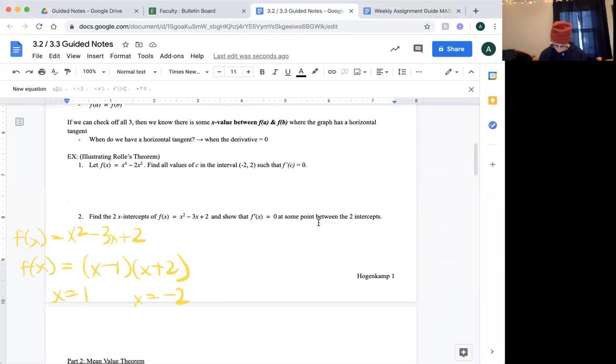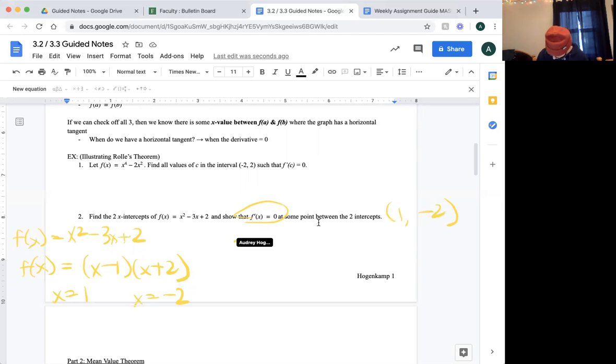And then the second part is to show that f prime of x equals 0 at some point between the two intercepts. So why did we find those two intercepts? Well, we need to show that f prime of x equals 0 at some point between those two. So that means Rolle's theorem. And further, the interval for our Rolle's theorem problem is going to be 1 to -2, because that is between the two intercepts that we found.